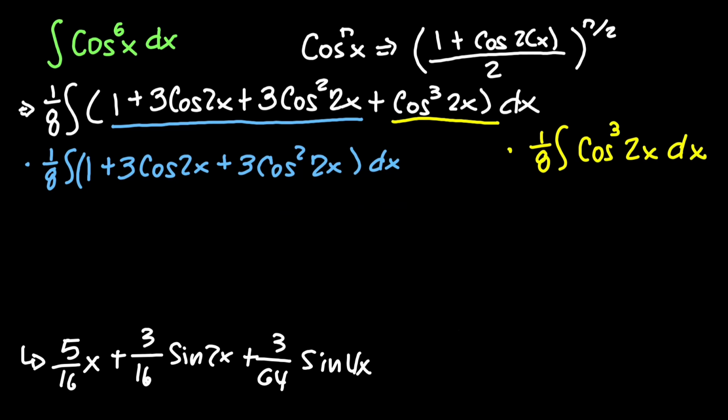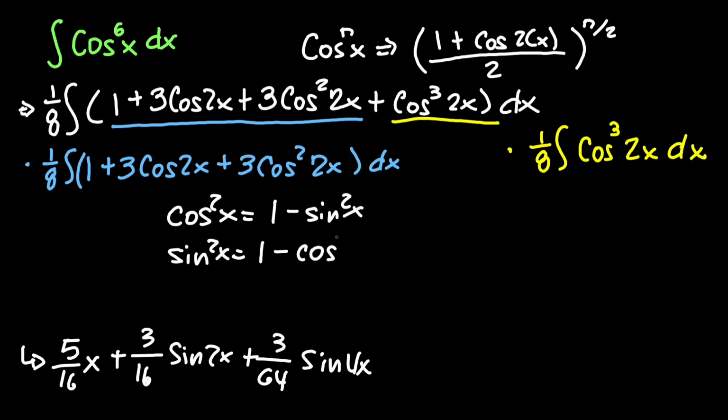So let us now move on to this other part of the integral. Now, as you can see here, the exponent is an odd exponent. The rule for this would be to transform this into its trigonometric identity. Cosine squared of x would be equal to 1 minus sine squared of x, or sine squared of x would be equal to 1 minus cosine squared of x. But since we're talking about cosine here, this is the one that we will use.